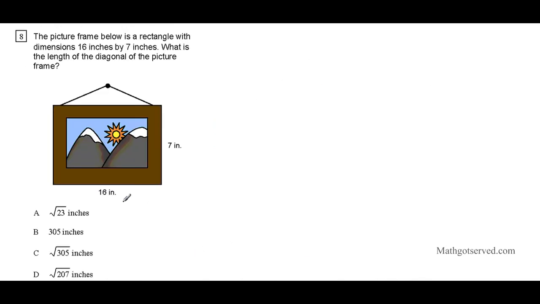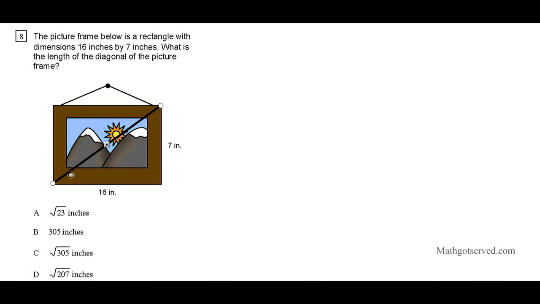All right, moving along to the next question, question 8. It says the picture frame below is a rectangle with dimensions 16 inches by 7 inches. What is the length of the diagonal of the picture frame? Okay, so let's see. If we draw a diagonal for the rectangular picture frame in this orientation, you notice we have a right triangle.